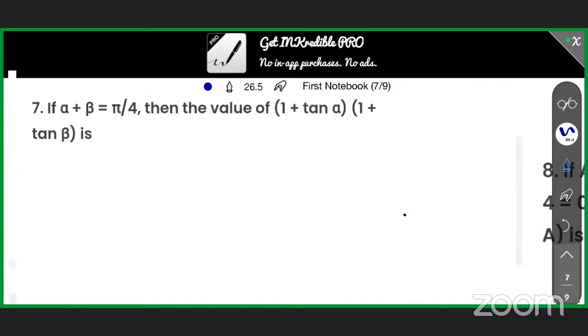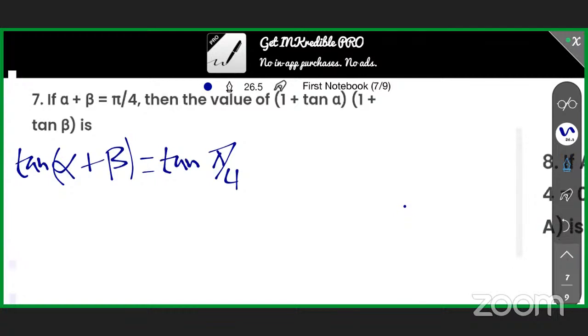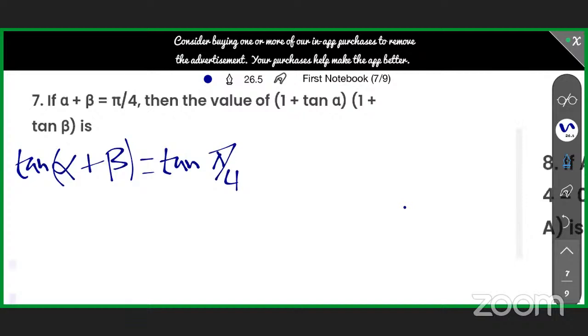No issues. So I'll take the given. What is given? Alpha plus beta is equal to pi by 4. What I will do is, I'll take tan on both the sides. It becomes tan of alpha plus beta is equal to tan of pi by 4. So now I have got the formula for tan of alpha plus beta on the left hand side, and on the right hand side, I got the value for tan pi by 4. So using this, I'll simplify the equation.